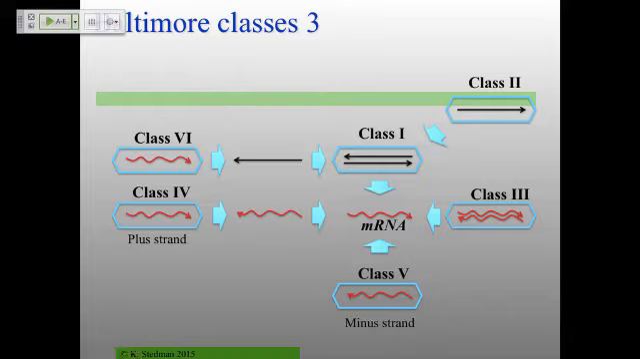Was that your question? I was just wondering, what's the real difference between the plus and minus strand? Okay, yeah. Plus strand is coding protein, and minus strand is not coding protein. So the plus strand has to be translated. For the minus strand, you have to replicate it. You need to make the opposite strand before you can get any protein production.